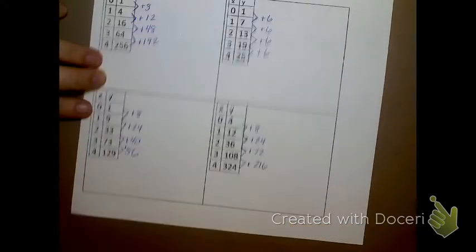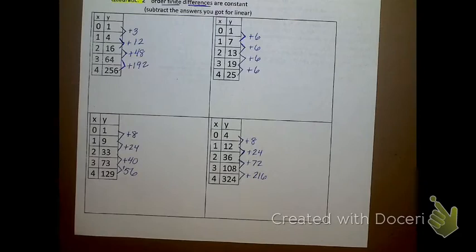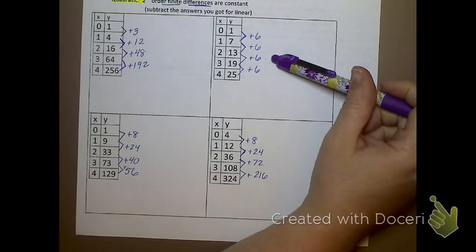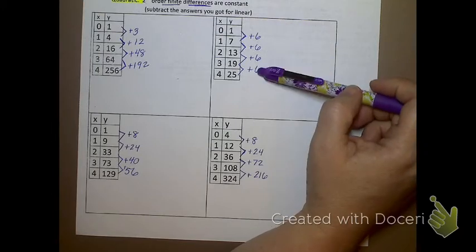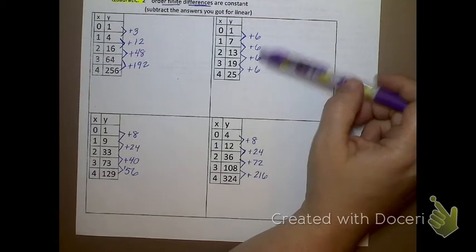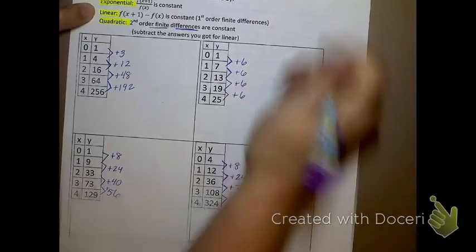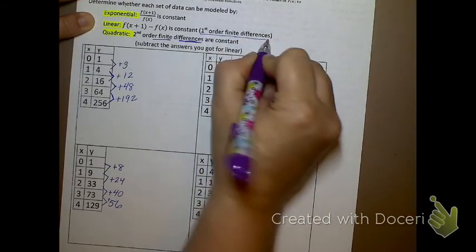Okay? Now, one of these things is not like the other. Yes, you can sing that in your head if you would like to. But which one is different? The one that's plus 6, plus 6, plus 6, plus 6. If you have what we call the first order finite differences all the same, that automatically makes it linear.